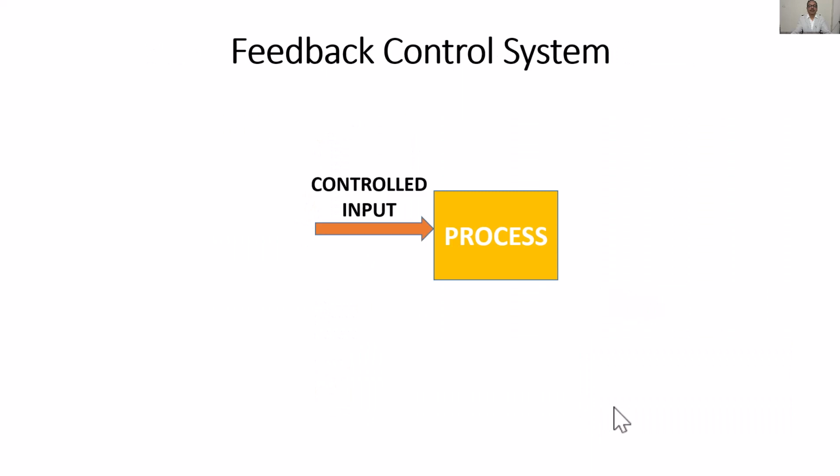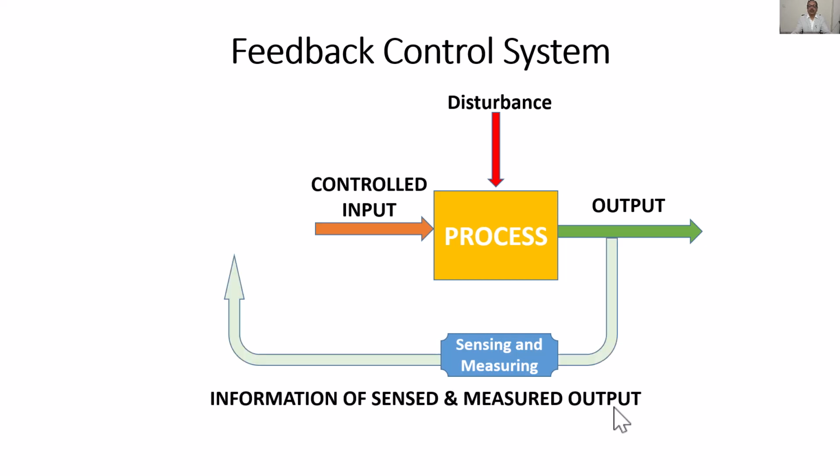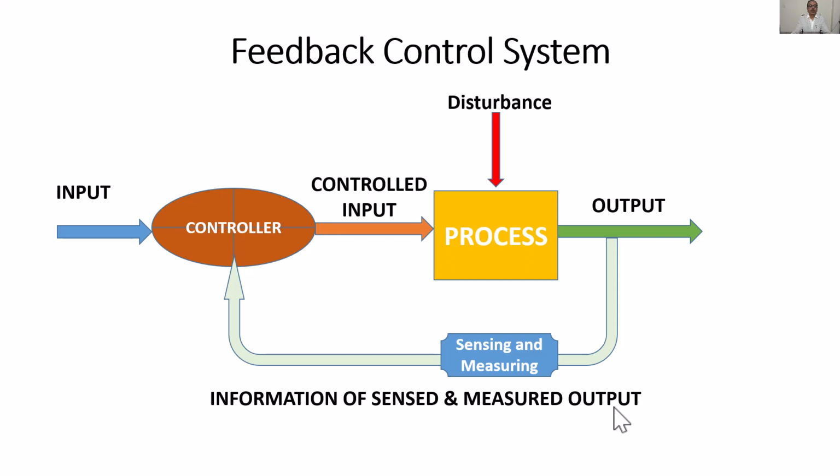Feedback control systems. So there is a process or a plant to which inputs are given, and there is also a disturbance for any process or plant, but it gives the outputs. There is also a sensor which senses and measures the outputs and gives this to the controller, which controls the input to get the desired output. So this is how the control system works, through the feedback received from the outputs of the process.